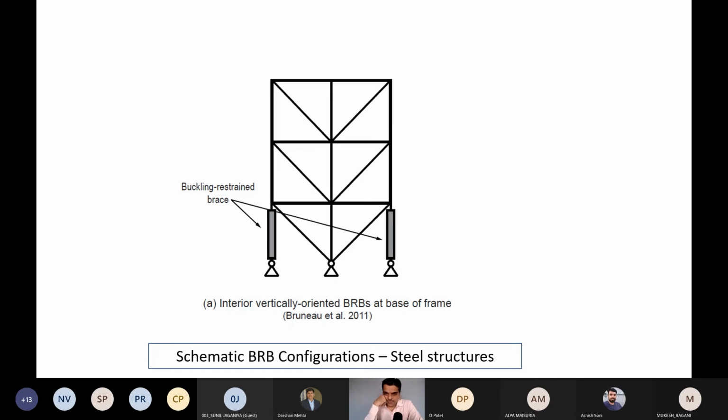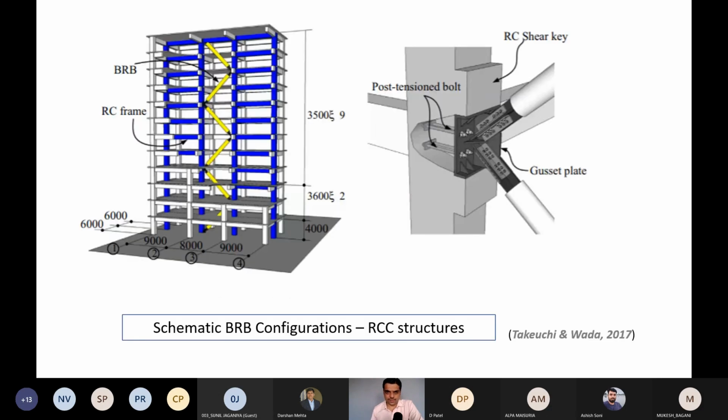So that's why I just told you that whenever it comes to the usage of BRB, in fact, it is a limitation of our own thought processes. It could be used at a number of places, or wherever we can think of. The BRBs can be used in the RCC structures also.